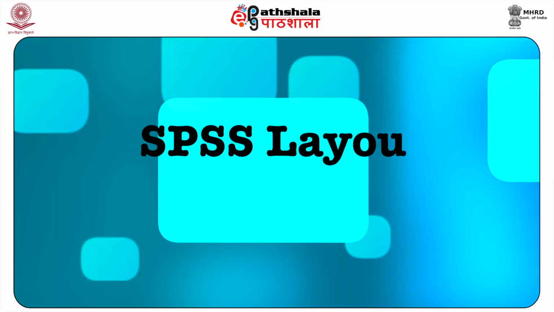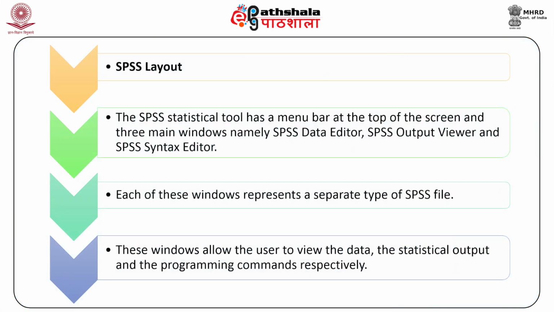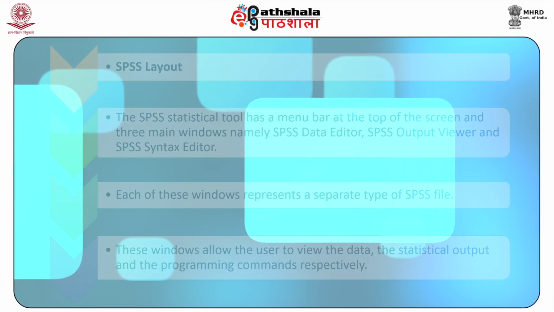SPSS Layout. The SPSS statistical tool has a menu bar at the top of the screen and 3 main windows, namely SPSS Data Editor, SPSS Output Viewer and SPSS Syntax Editor. Each of these windows represents a separate type of SPSS file. These windows allow the user to view the data, the statistical output and the programming commands respectively.